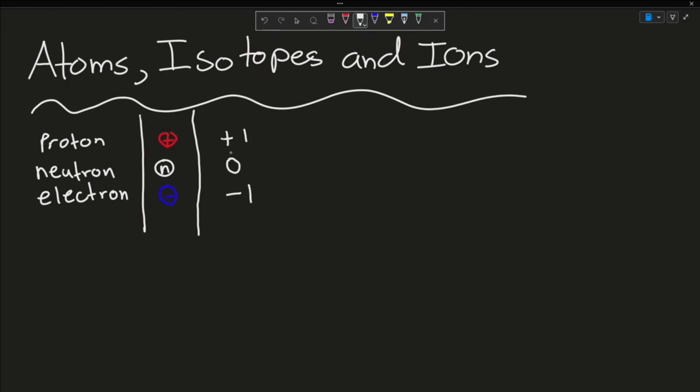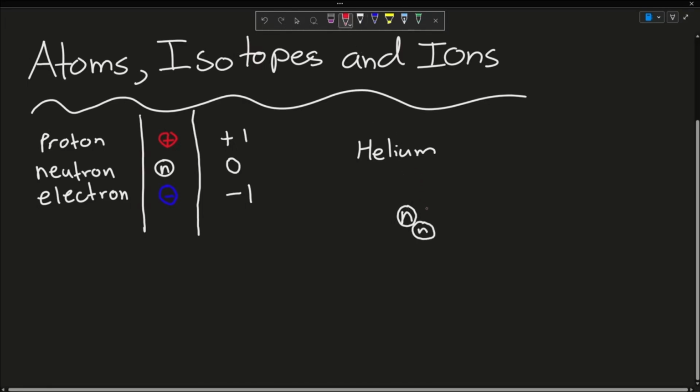Now, protons and neutrons exist in the center of the atom, which is known as the nucleus. And the nucleus is always positively charged because it only has protons and neutrons. So if we take helium as an example, a helium nucleus has 2 neutrons and 2 protons.